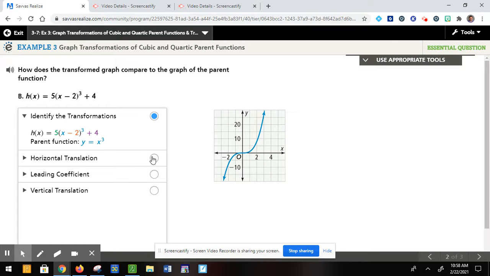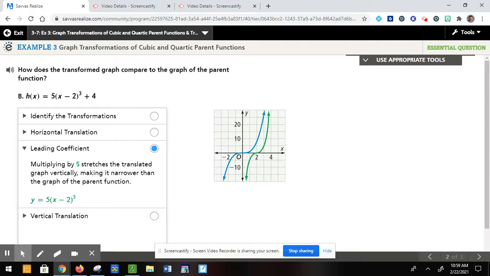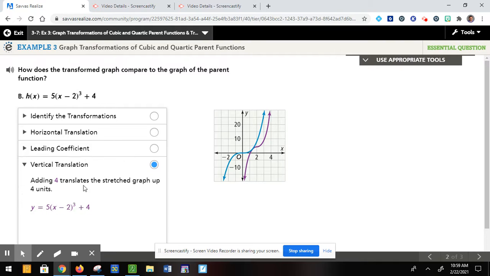So the horizontal translation we will look at first. Minus 2 on the inside means it moves it right 2. If it was plus 2, it moved it left 2. So y equals x minus 2 cubed is shifted to the right 2 from the original. The leading coefficient of 5 will stretch it by 5, so it'll make it narrower than the parent function. And then the vertical translation of plus 4 is going to shift everything up 4.